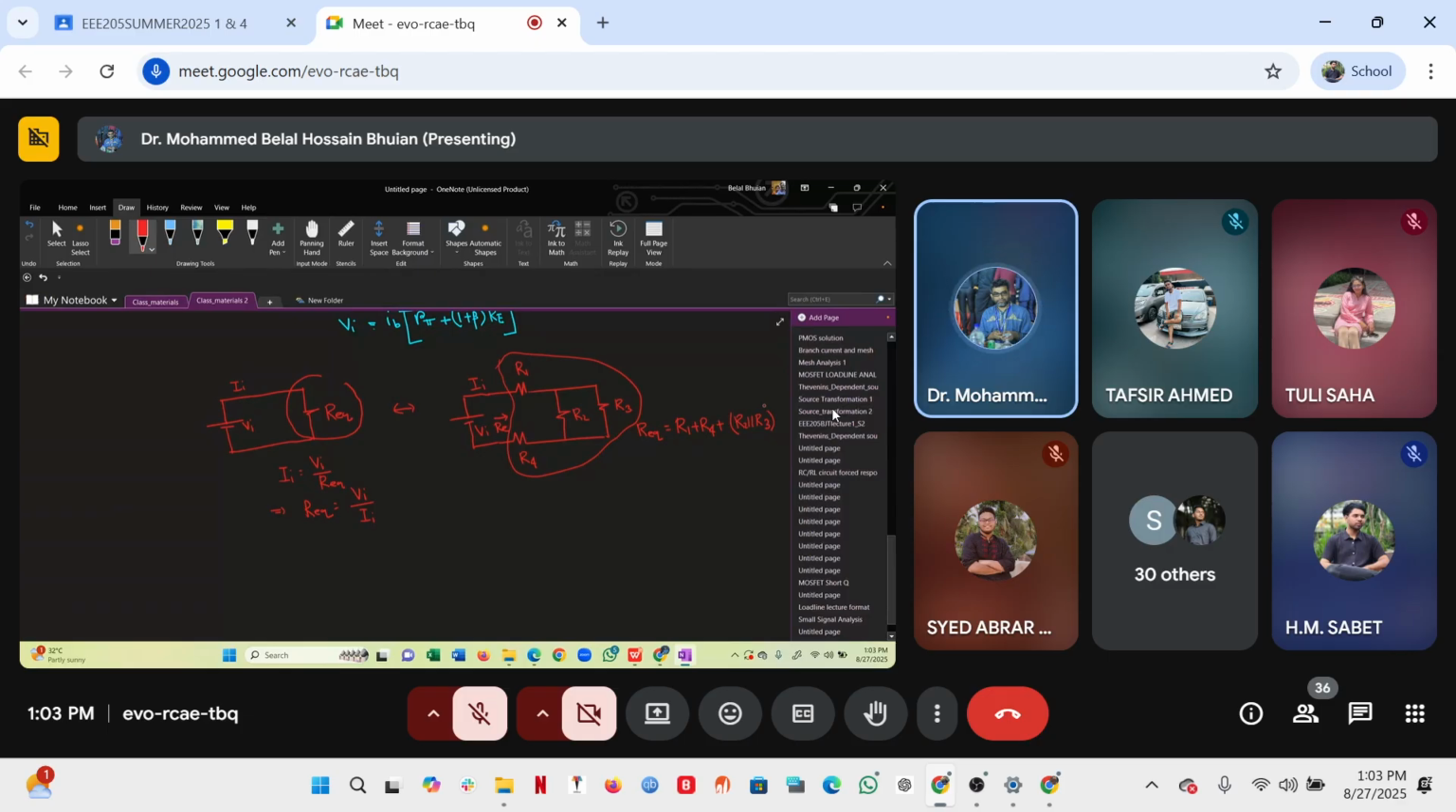Now I could have done the same. I could determine Req in this other way as well. From this equation, you notice Vi is equal to Req times Ii. So Req is what? Vi divided by Ii.